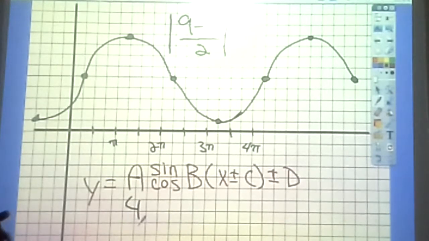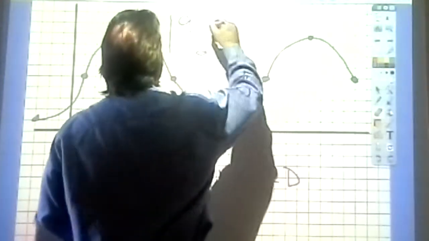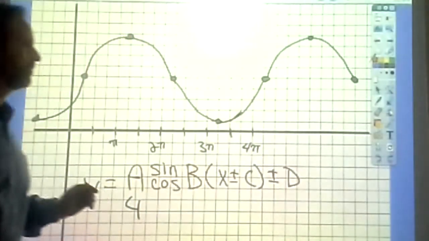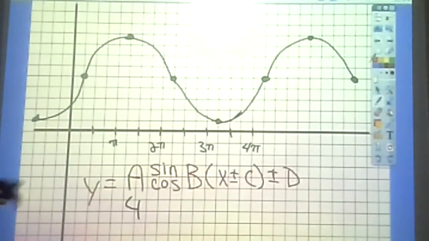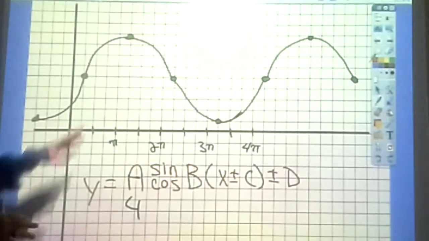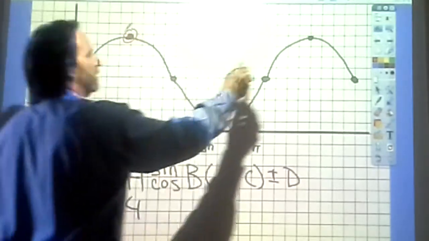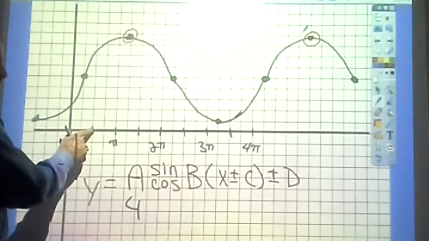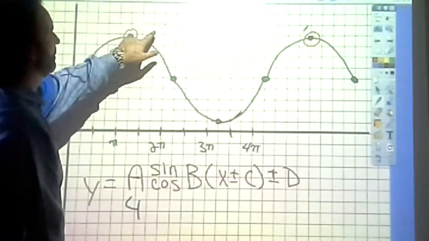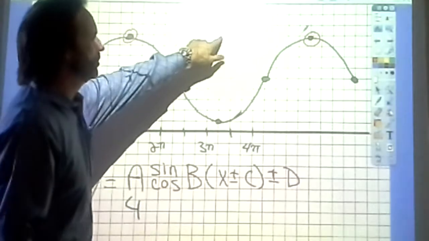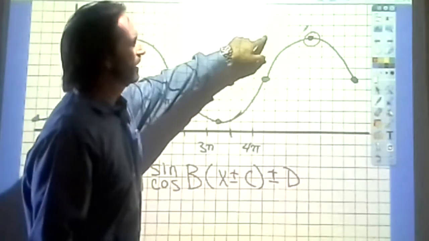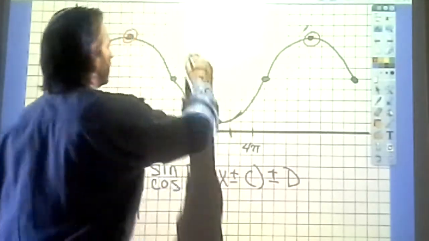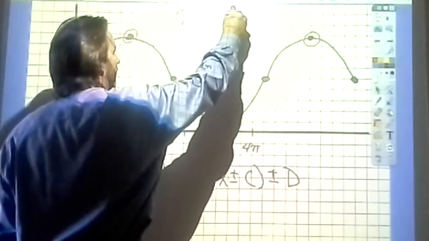Period. Here's the neat way of finding my period: go from a max to a max or a min to a min. Well, here's my max. Every 2 dashes is pi halves, so let's count our pi halves. Pi halves, pi and a half, 2, 2 and a half, 3, 3 and a half, 4. That's my period. My period equals 4 pi.